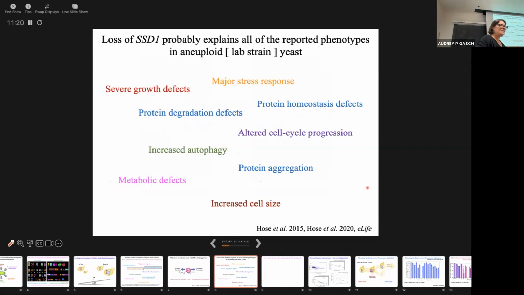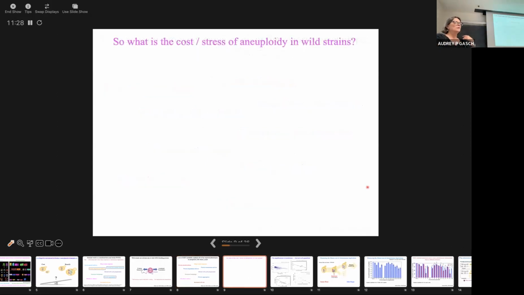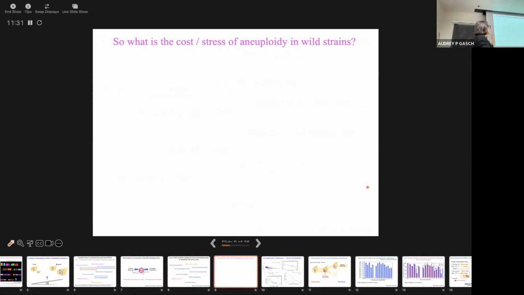No, it's just specific for this strain. We've learned a lot about how a super aneuploidy-sensitive strain has responded to stress. It hasn't really told us about normal strains. So now we come back to this question. Now that we have wild strains that have extra chromosomes, we think they're more representative of eukaryotes.